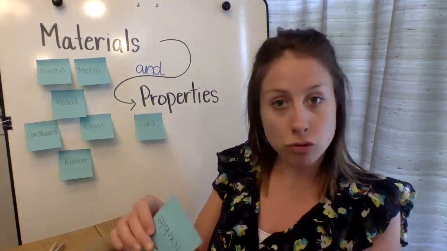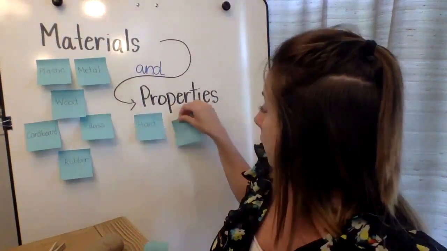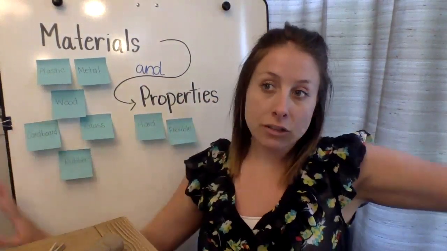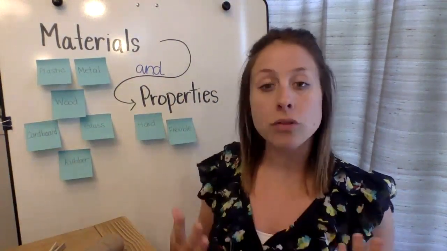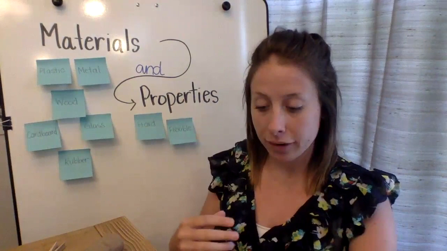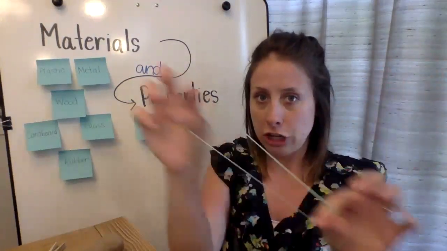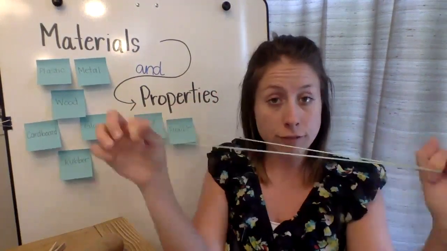Another way you can describe a material's property is with the word flexible, right? You might know that ballerinas or gymnasts or people who stretch, they're flexible, but flexible is also a way that you can describe materials, right? Like this elastic is flexible. You can change it however you want. You could stretch it, you could keep it soft, you can twist it, flexible.